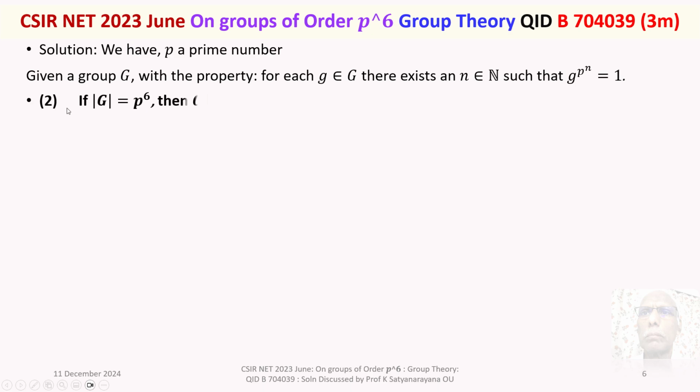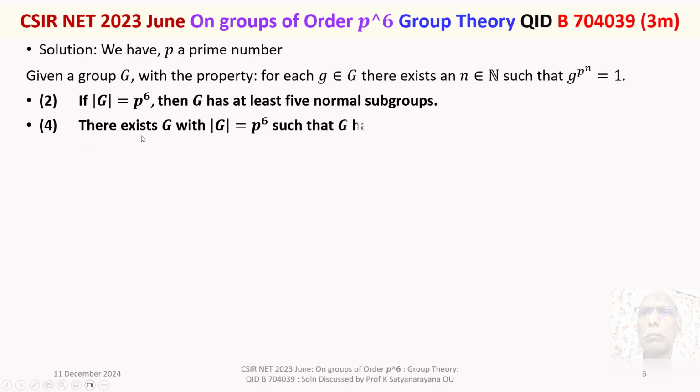We now come to option 2. If order of G is equal to p to the power of 6, well, it is a power of p. Therefore, G is a finite P group. Then G has at least 5 normal subgroups. Option 4: there exists a group capital G with its order p to the power of 6 such that G has exactly 6 normal subgroups. Is it so? What is true and what is not true?